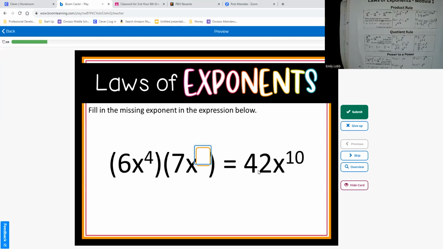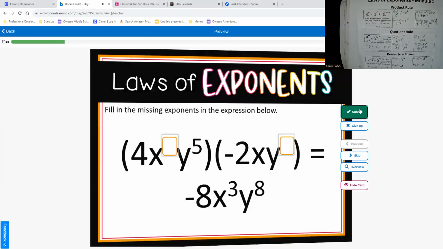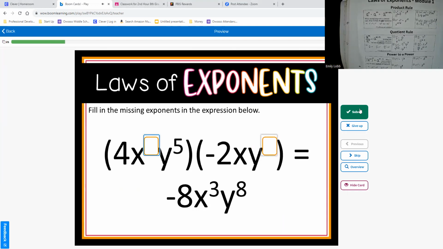They did 6 times 7. 4 plus what gives me that 10? That makes no sense at all. 6. Guys, if this isn't making sense to you, you need to go back, review videos. You need to figure out this cheat sheet that we did on Monday. These are all our exponent rules. We're just following a pattern.